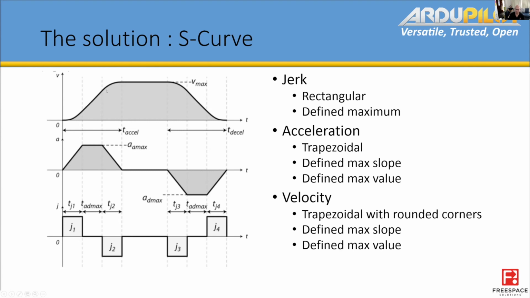And that results in a curve on the corners of your velocity profile. So we go from a rectangular jerk response to a trapezoidal acceleration response, and then we go to this curved trapezoidal velocity response.